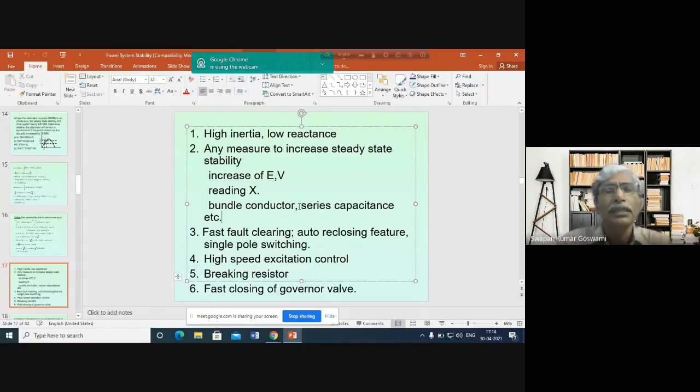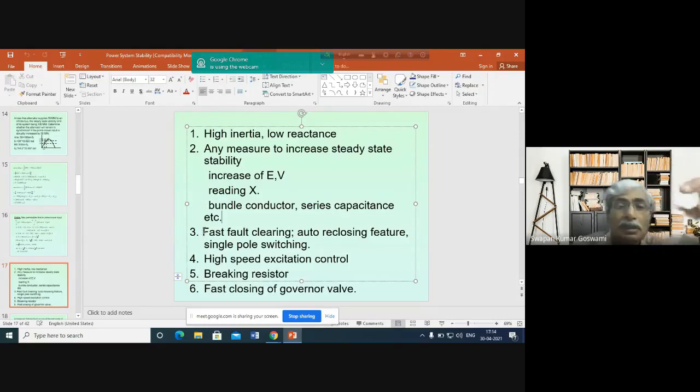But instead of using a series capacitor, if you use a shunt capacitor, again you can increase the peak of the power angle curve. You can improve the stability by using the shunt capacitor as well, because the shunt capacitor will maintain the voltage of the system. As a result, it will help in increasing the peak of the power angle curve and hence help in improving the stability of the power system. Okay, then there are other methods. These are the methods for improving the steady state stability and, as a result, improving the transient stability as well.